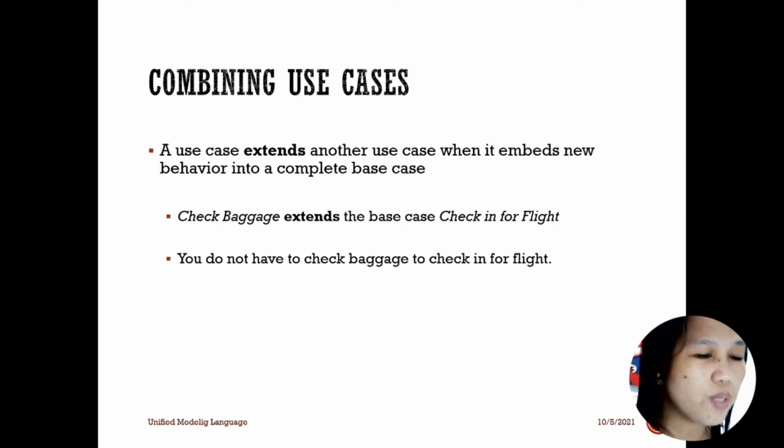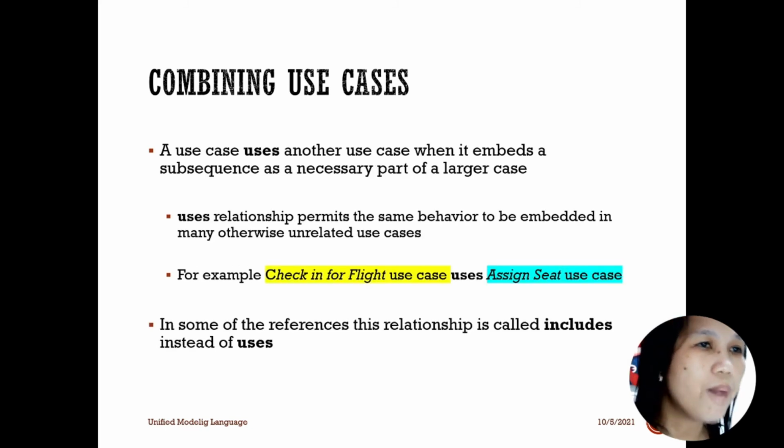So the difference between extends and uses: in extends, the extended use case is a valid use case by itself. In uses, the use case which is using the other use case is not complete without it. So, combining use cases, a use case uses another use case when it embeds a subsequence as a necessary part of a larger case. The uses relationship permits the same behavior to be embedded in many otherwise unrelated use cases.